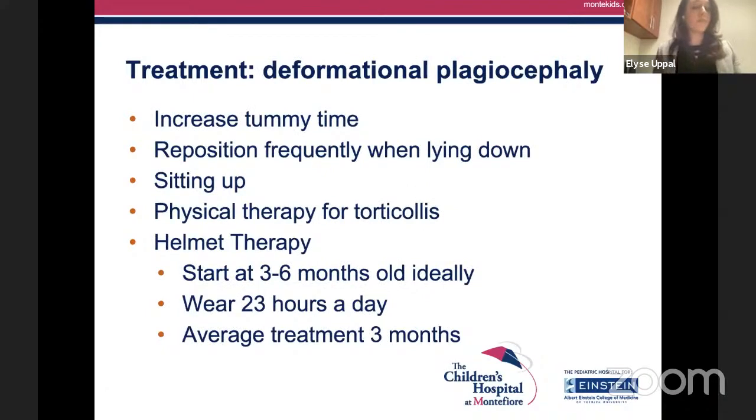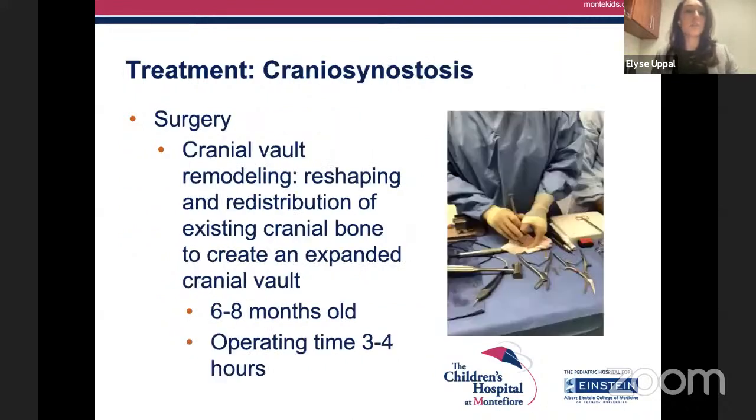So the treatment for deformational plagiocephaly. The first things that we tend to recommend are increasing tummy time, repositioning frequently off the flattened area when lying down. There are pillows that can help with that. Sitting upright, being held, just any position where they're not laying down flat on their back. And then of course, physical therapy if the baby has torticollis. And kind of as a last resort, we recommend a helmet. Ideally, they'll start at around 3 to 6 months old. It can be done when they're older, but it usually takes more time to correct. They have to wear the helmet 23 hours a day, and the average treatment time is 3 months long. So it is definitely a big commitment on the parents' part, and regular visits within there.